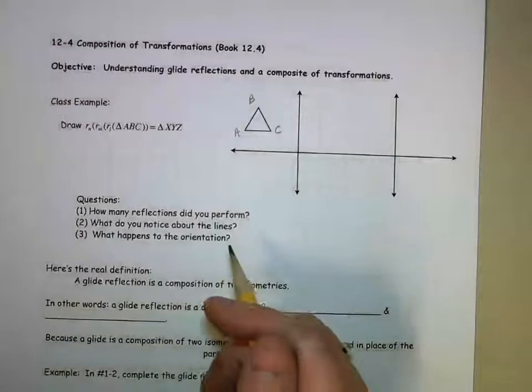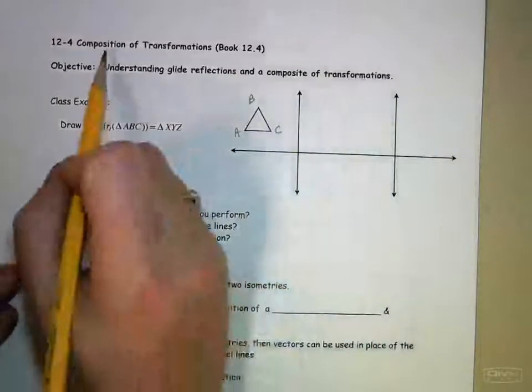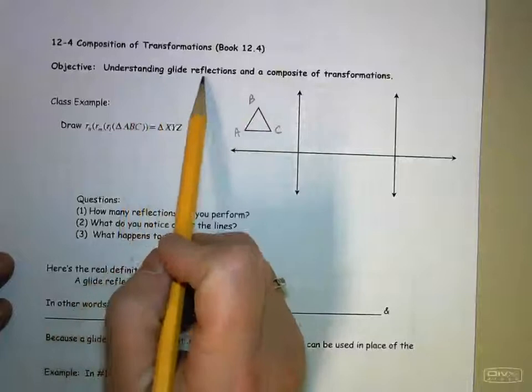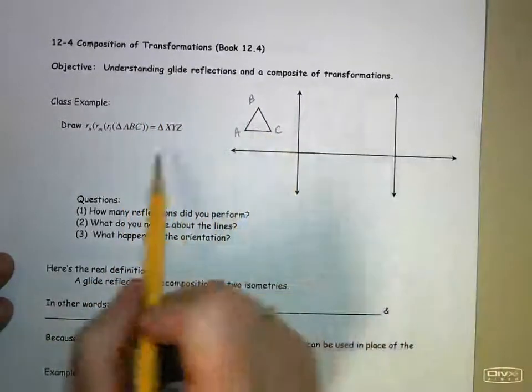Chapter 12, Section 4 is the composition of transformations. And composition means we're going to put some together. Our objective is to understand glide reflections and a composite of transformations.